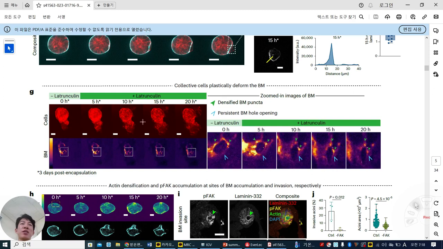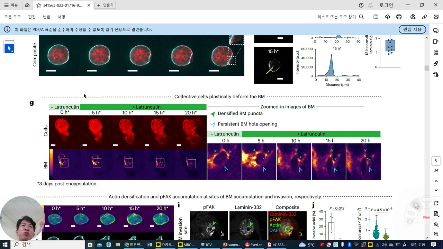The cell's actin is a little bit dimmed over time, but this densified basal membrane puncta, this certain part highlighted here where the basal membrane is accumulated, this accumulation is maintained. And then this hole is also maintained. So this basal membrane already has its original structure, not dependent on the actin.